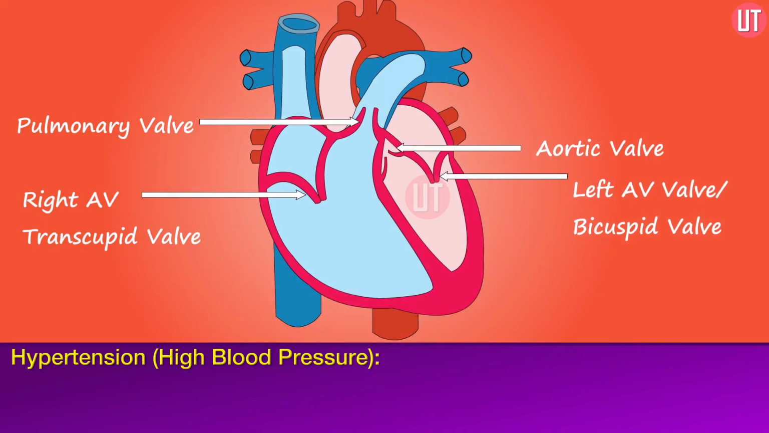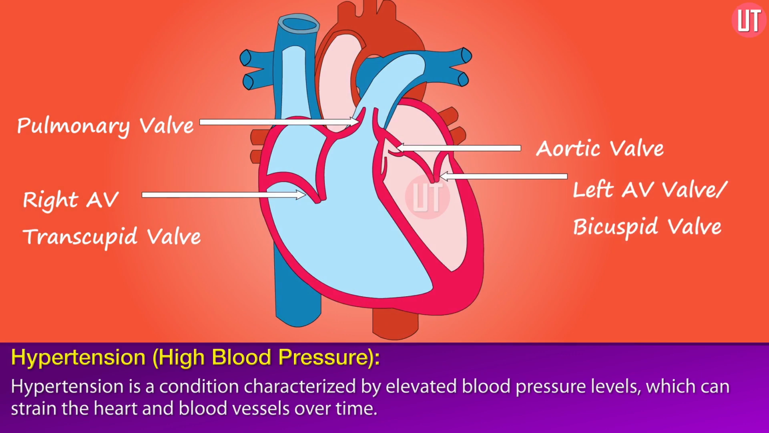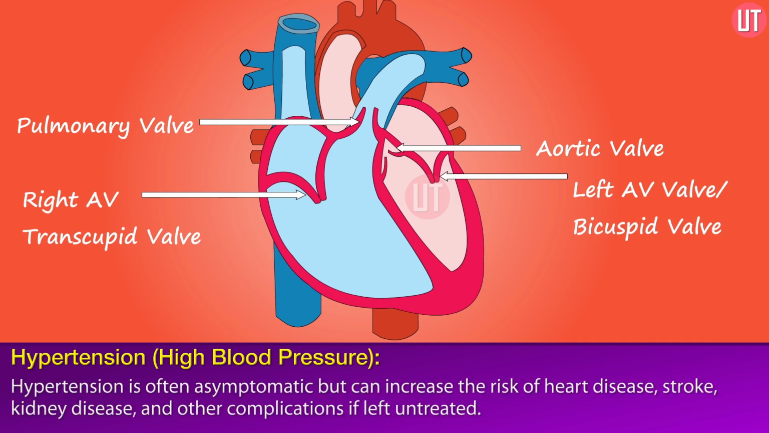Hypertension, high blood pressure. Hypertension is a condition characterized by elevated blood pressure levels, which can strain the heart and blood vessels over time. Hypertension is often asymptomatic but can increase the risk of heart disease, stroke, kidney disease, and other complications if left untreated.